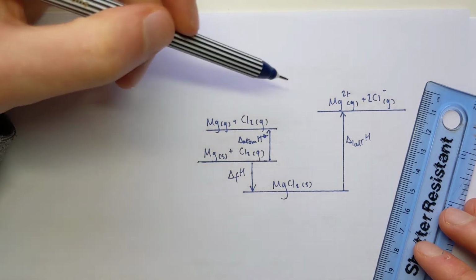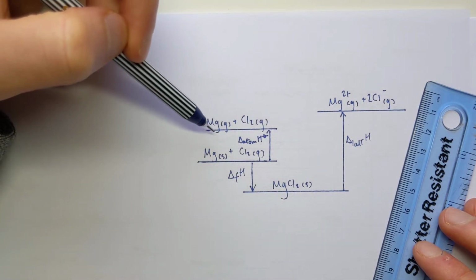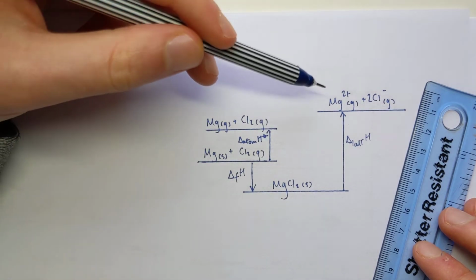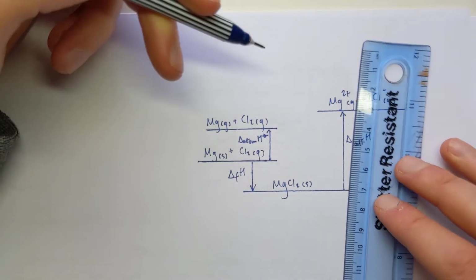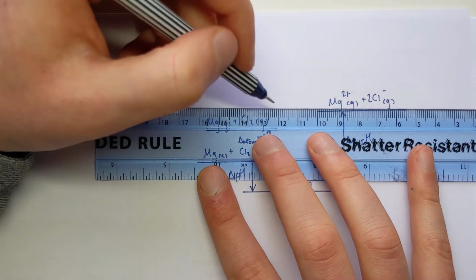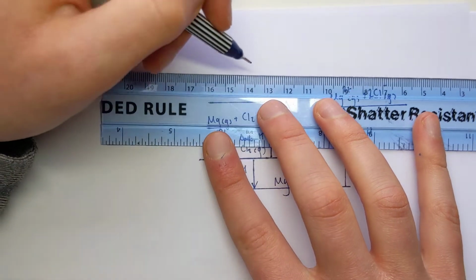Once I've got there, I need to convert the charge. So this involves 2 steps in this case. It's going from magnesium to magnesium 2+. That's not one individual step. It's actually 2 separate ionization energies. So I should draw both as separate steps here.